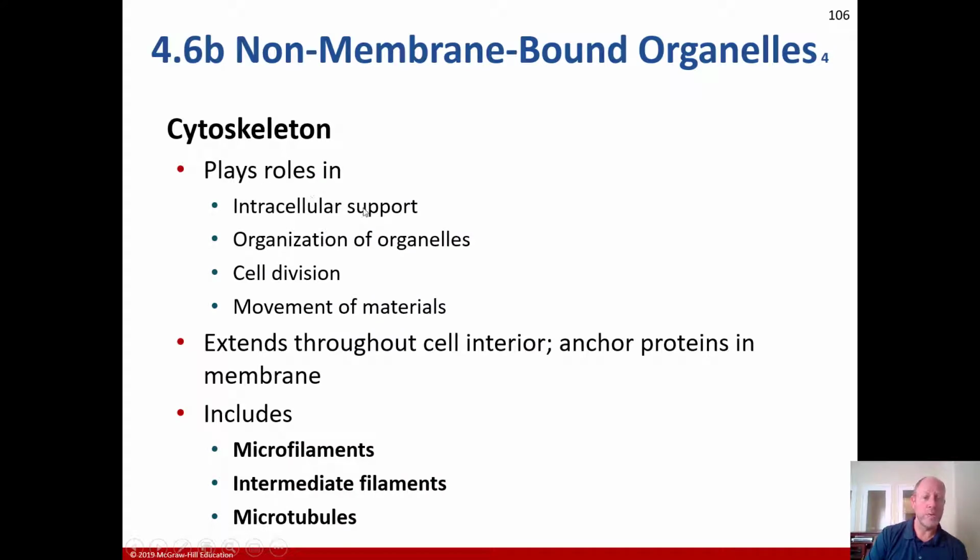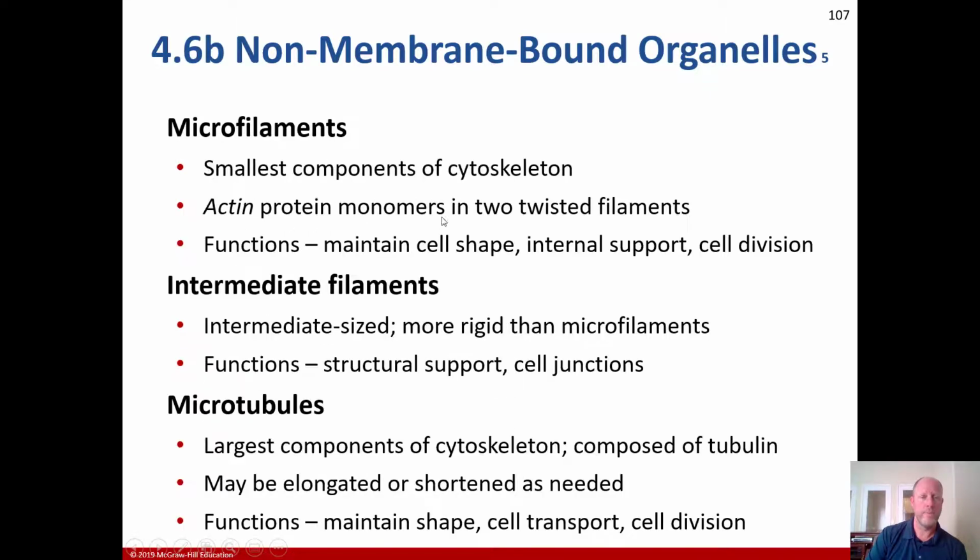The cytoskeleton plays roles in intracellular support, organization of organelles, cell division, and movement of materials. It extends throughout the cell interior and anchors proteins in the membrane. It includes the microfilaments, the intermediate filaments, and the microtubules. The microfilaments are the smallest, not surprisingly, components of the cytoskeleton. Actin protein monomers are arranged in two twisted filaments, and their functions are to maintain cell shape, internal support, and cell division. The intermediate filaments are intermediate in size and more rigid than the microfilaments, and their function is to provide structural support, which makes sense with the rigidity, and cell junctions.